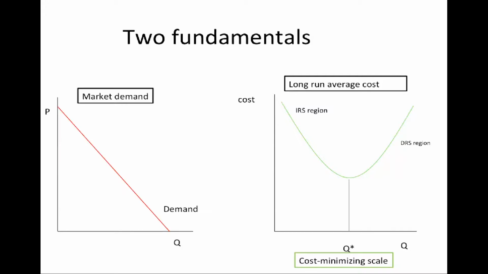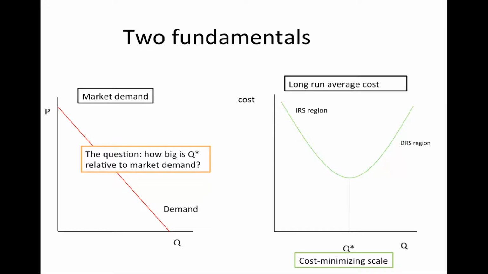Now let's put that together with market demand. So again, the right-hand side picture is a picture of a particular firm, and it says that Q star is the quantity of output. Let's just summarize that as the scale of operation that has minimum cost. The picture on the left is a familiar picture from the last module. It's the market demand curve. Now the question is, how big is Q star, the Q star from the right-hand side picture, relative to market demand?